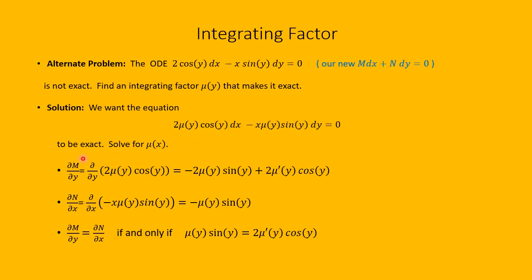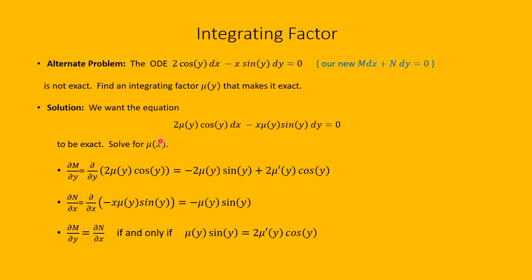So if I first find the partial of m with respect to y, that's the partial derivative with respect to y of 2 mu of x cosine y. And since we're differentiating with respect to y, 2 mu of x is treated like a constant. The derivative of cosine y with respect to y is minus sine y. So this derivative is just minus 2 mu of x sine y.